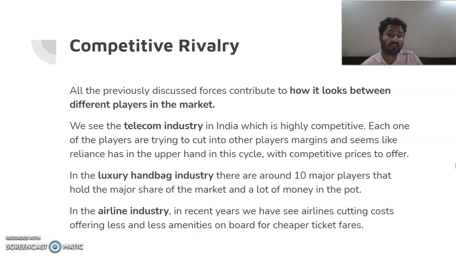In the luxury handbag industry, there are around 10 major players that hold the major share of the market and a lot of money in the pot. In the airline industry, in recent years, we have seen airlines cutting costs, offering less and less amenities on board for cheaper and cheaper tickets. So the competitive rivalry in different markets differs depending on how the market behaves, and you can analyze each of these markets to find out more about what you want to know.